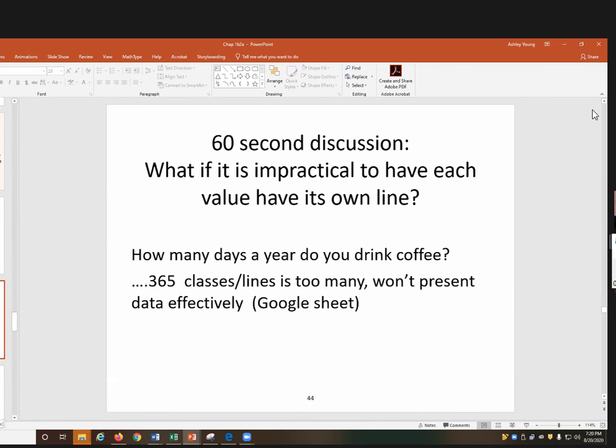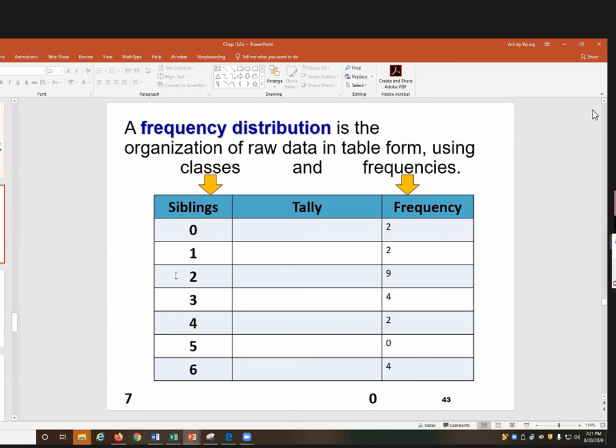So I want you guys to think about this for next class. What if it's impractical to have each value have its own line? For example, how many days a year do you drink coffee? You could have 0 days a year or 365 days a year. That's the most you could, every day. But you can't have 365 lines or classes. That'd be way too many, right? So what can we do instead?